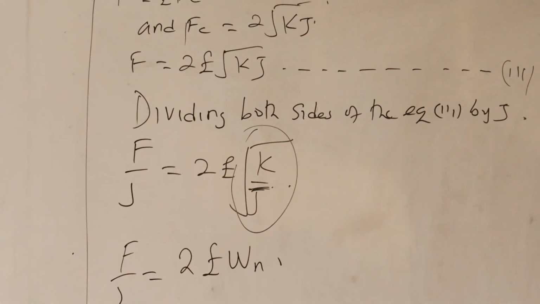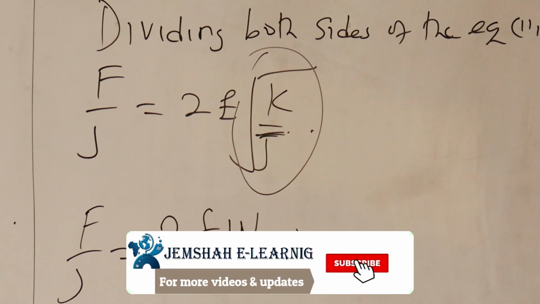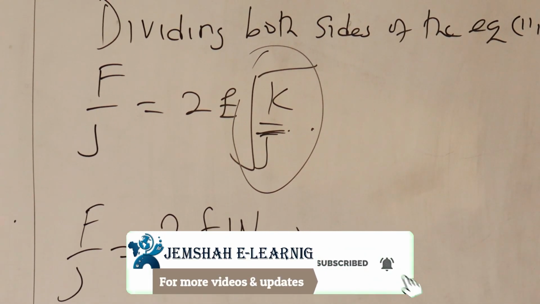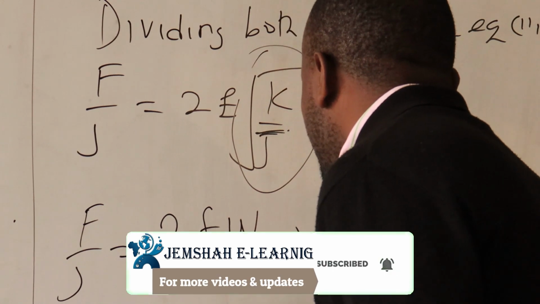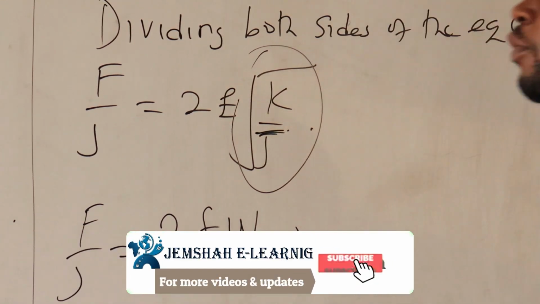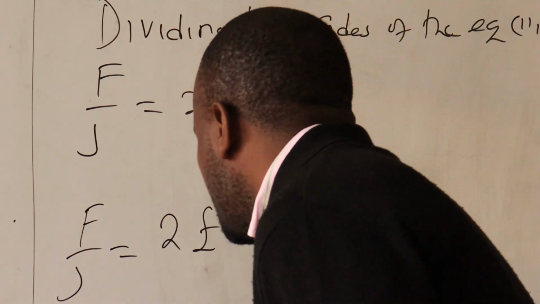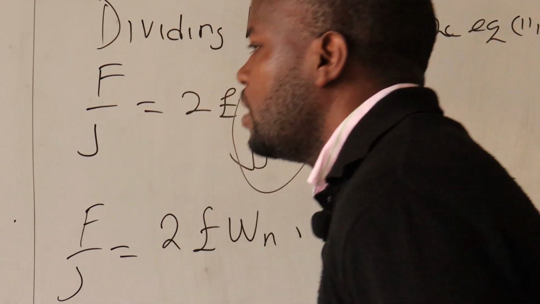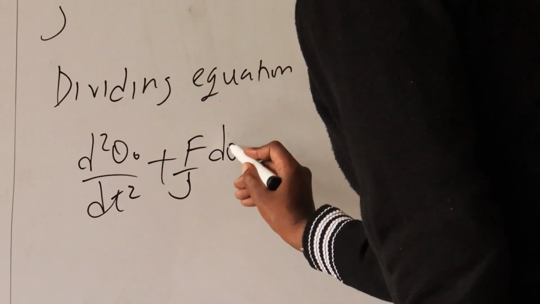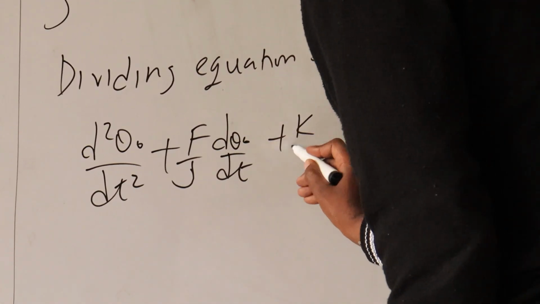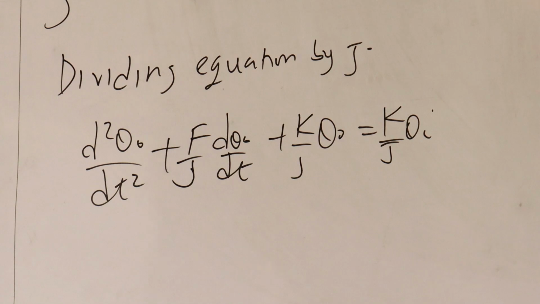So we are at that point. Again, we can now go to equation 1 and divide both sides of equation 1 by J. If we divide equation 1 by J, then we are going to have d squared theta naught over dt squared, so there is no need of writing J there, plus F over J, d theta naught over dt, plus K over J theta naught is equal to K over J theta I. So that is what we have for that case.